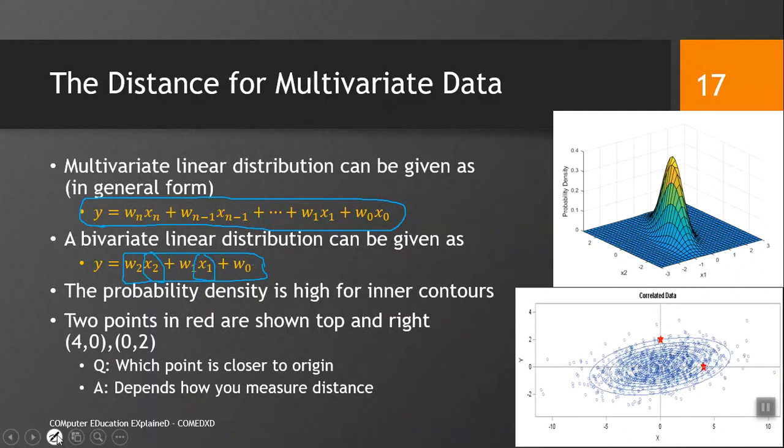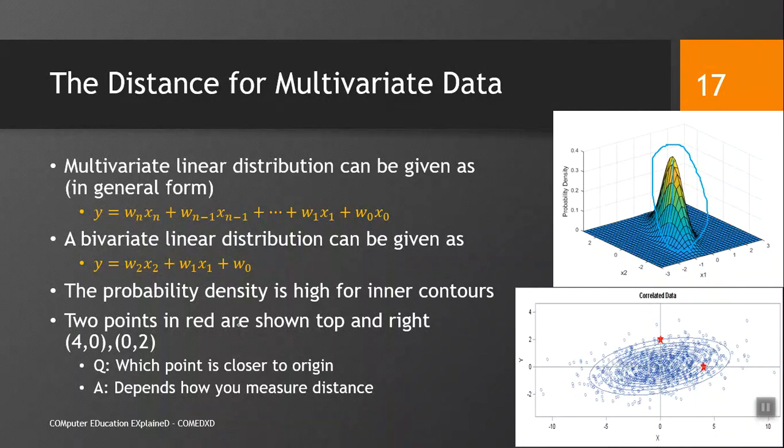The probability density is high for the inner contour. Here you can see that it is the same picture that we discussed in the previous slide. In the case of a normal distribution, in the center where the mean lies, there is more chance that a value could occur. However, as we move away from the mean, there is less chance for a value to occur, and the same thing I discussed in the previous slide.